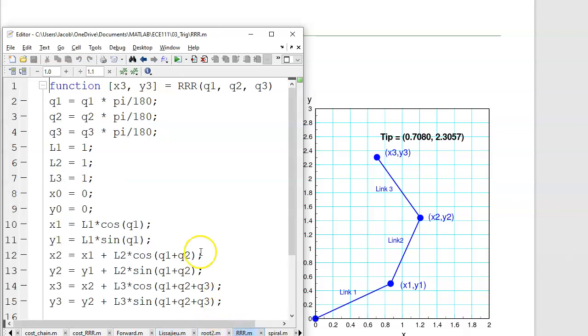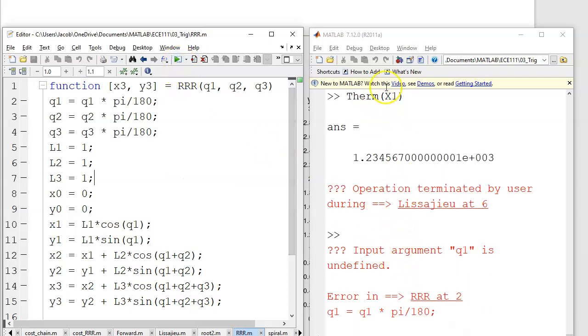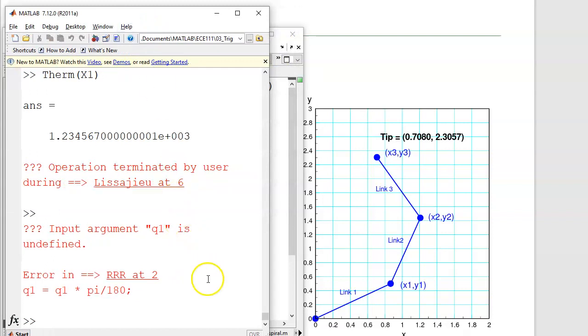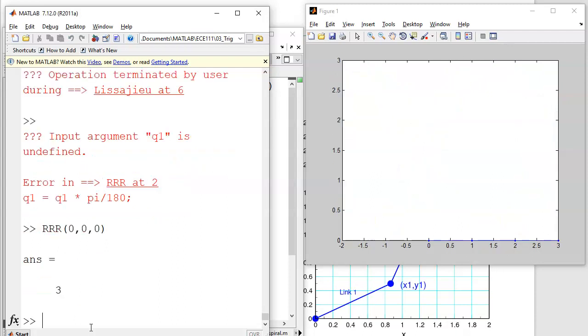So here's the MATLAB function, same thing I just showed you. In MATLAB, I can call it, but functions I cannot run directly. If I try to run it, I get an error message saying it doesn't know what I'm doing, because it doesn't know what the angles are. I can't run a function, but I can call it. So if I say, let's do RRR of 0, 0, 0, that's your 0 position, and the tip is at 3, 0.